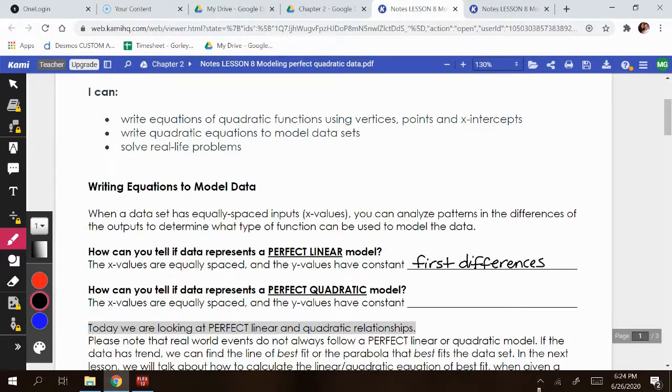The graph should be a line, because again, it's a linear model. So it can either be a line with a positive, negative, zero, or undefined slope.